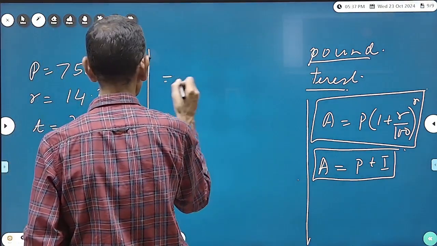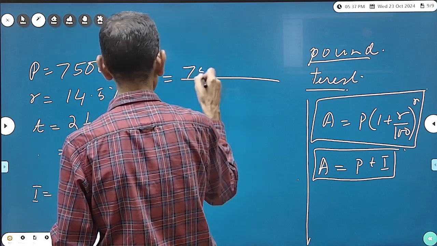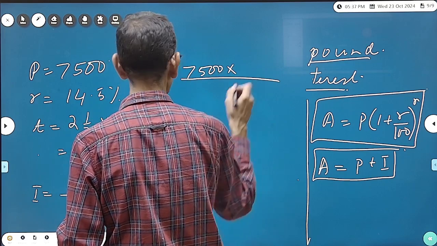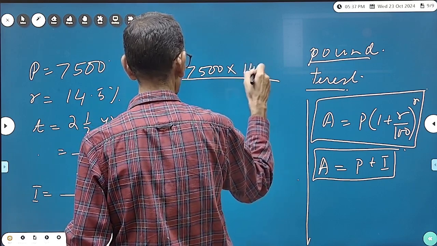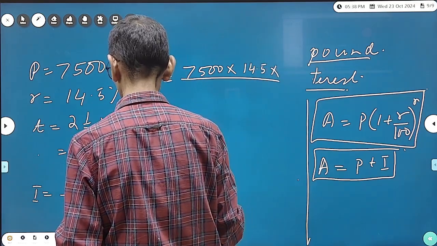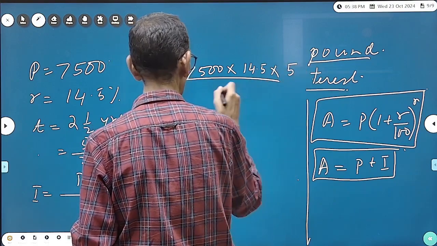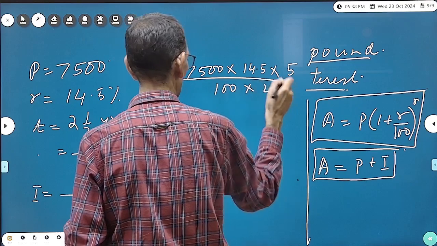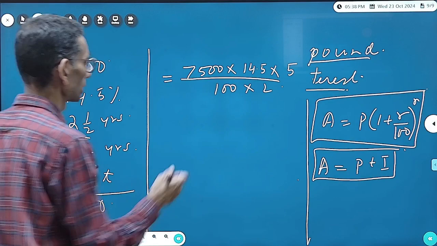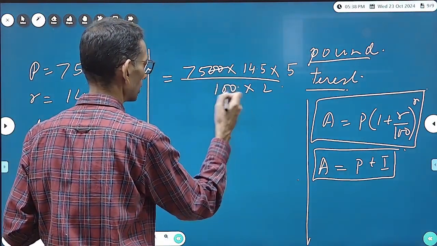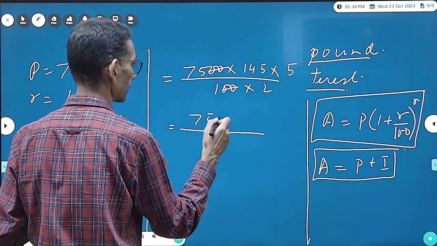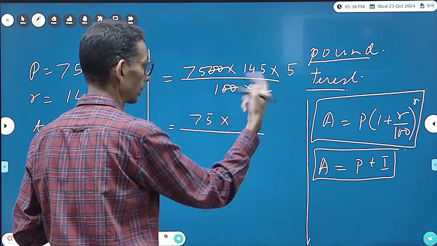So I is equal to P, that is 7500. Rate of interest was 14.5. And time is 5/2, 5 on top and 2 at the bottom. Now cancel the zeros. 75, cancel it and multiply.